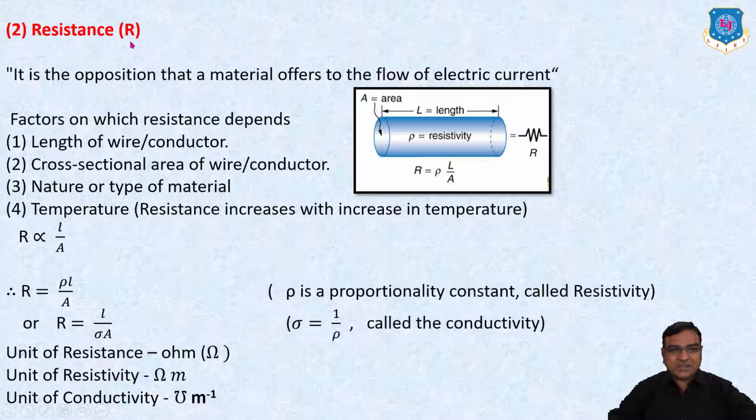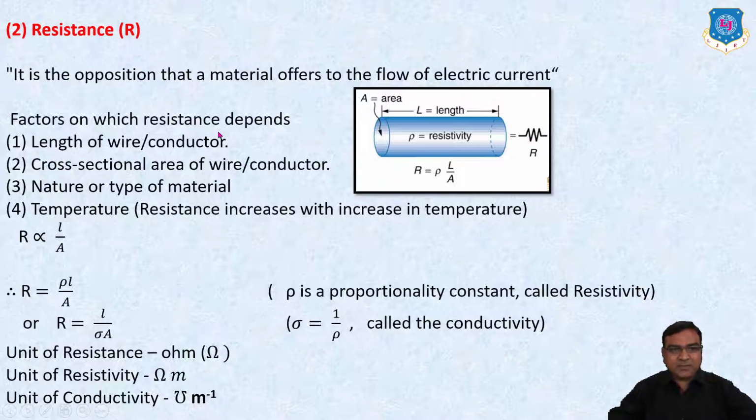Now resistance, denoted by capital R, is the opposition that a material offers to the flow of electric current. So this is our conductor. Rho is the resistivity, A is the cross-section area of the conductor and L is the length of the conductor. So capital R denotes the resistance.